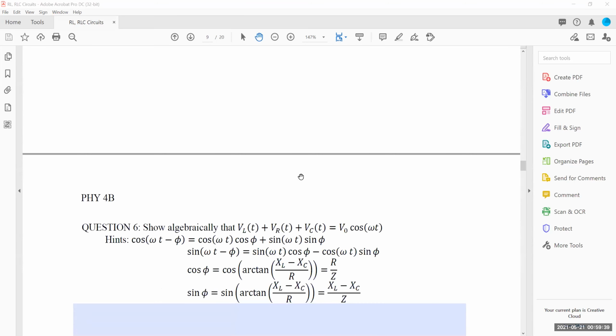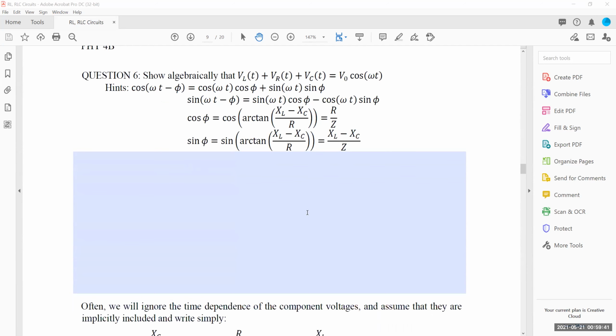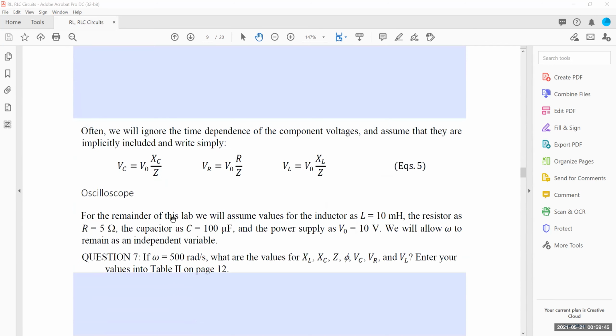So let me go back into the lab instructions. So this answers this question actually. So please append to it an attachment for this question. So we have VC is equal to V naught times XC over Z. So those are the maximum values coming from those equations.